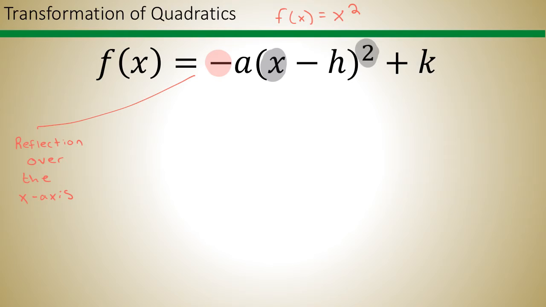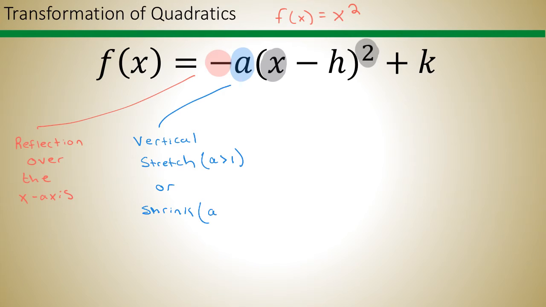All right, the next thing, whenever we see a number in front of the parentheses and it's multiplying, what that is going to do is cause a vertical stretch or shrink. This thing is going to stretch if that a is anything bigger than 1. It's going to shrink if a is anything less than 1.